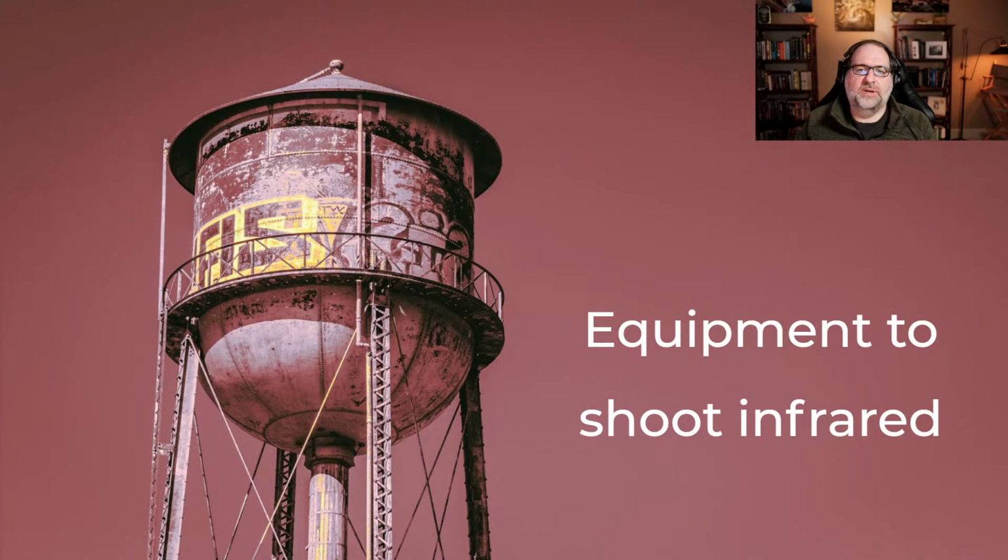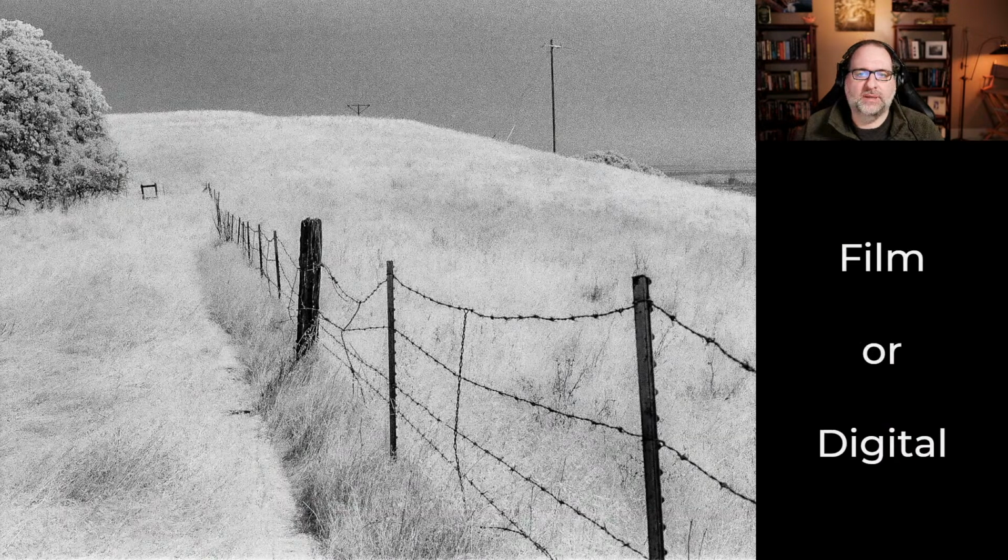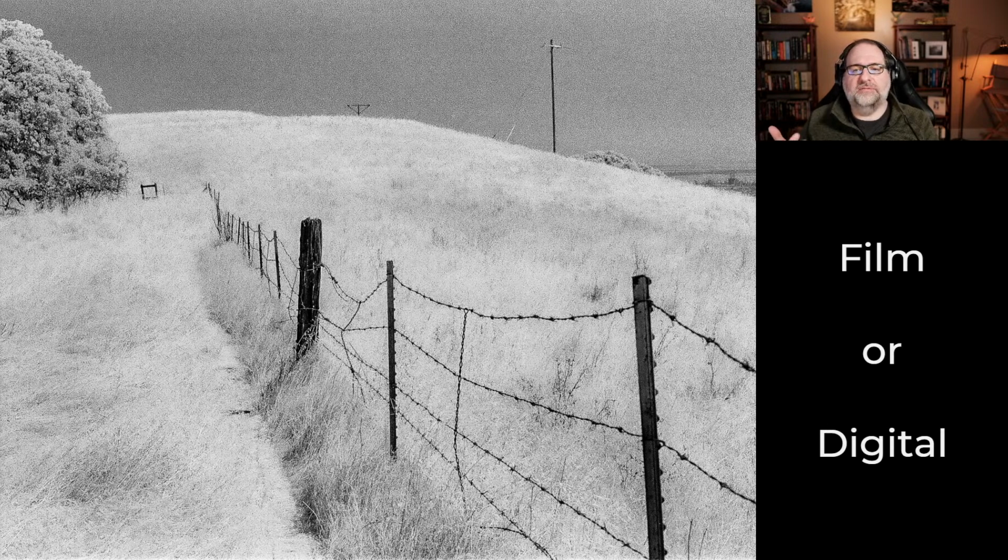So let's talk about the equipment that you need to shoot infrared. So there's two mediums that we have. Of course, we have film and we have digital. I'll briefly talk about film, but I'll probably spend more time on digital. So with film, we have color film and black and white film.